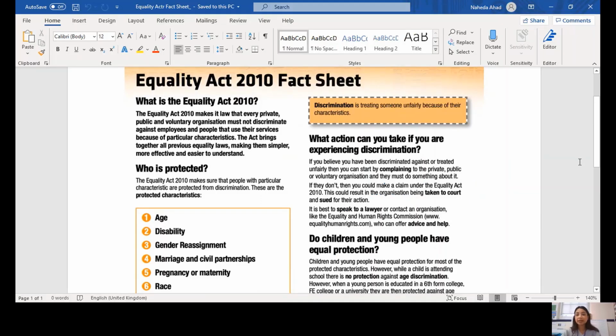A paired reading activity. When I pause and ask you to pause the video and continue reading, you are going to take the ownership. So I will start. Equality Act 2010 fact sheet. So this will just summarise the facts about the Equality Act.